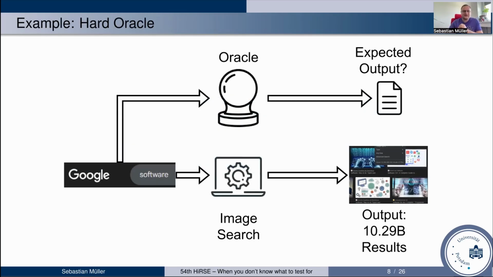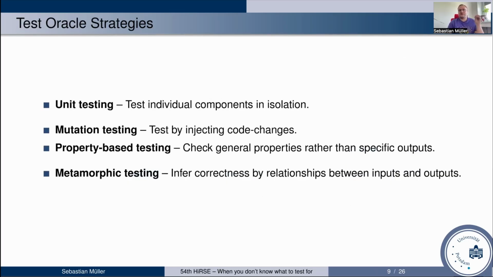If I were to give you this Google search, and we're searching in the image search for software, and out falls a result of 10.29 billion results, what is the oracle? Can we predict what we would expect here? Well, I certainly can't, and I wouldn't expect any of you to be able to predict this result here. So we have a set of very common different strategies of dealing with these test oracles.